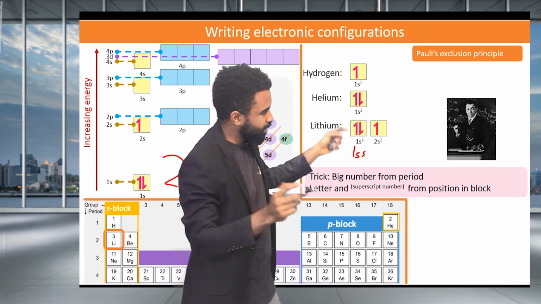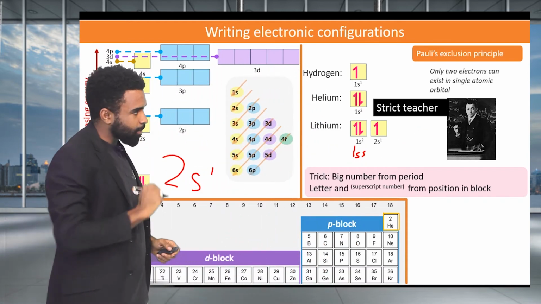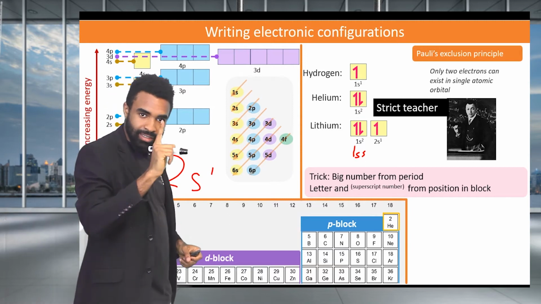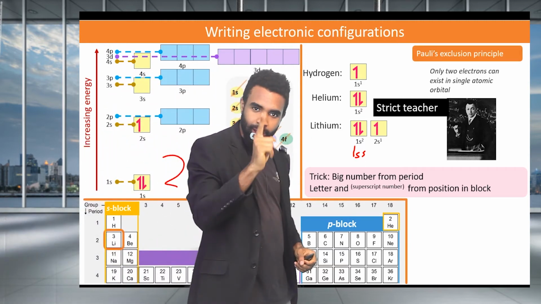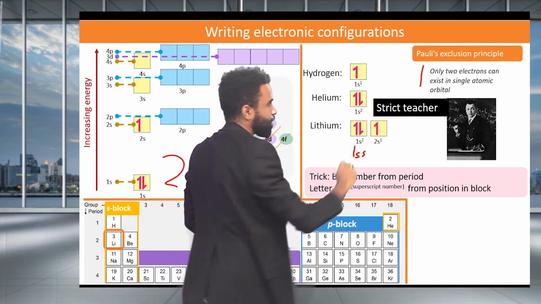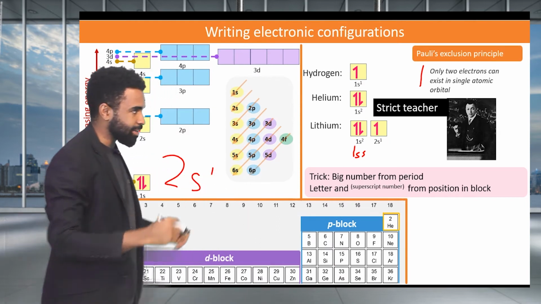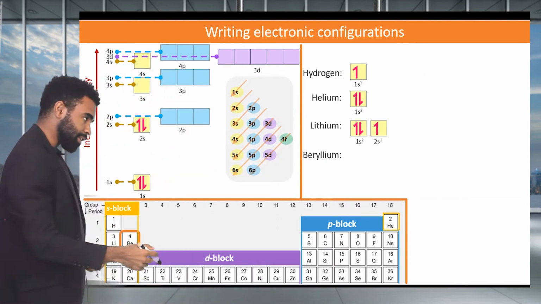You can remember it because this guy looks a little bit like a strict teacher. And he's the kind of teacher that would say not more than 2 people on one desk. Pauli's exclusion principle, not more than 2 people on one desk. And there's the principle stated simply: only 2 electrons can exist in a single atomic orbital. Okay, so now we have lithium. We move on to beryllium.